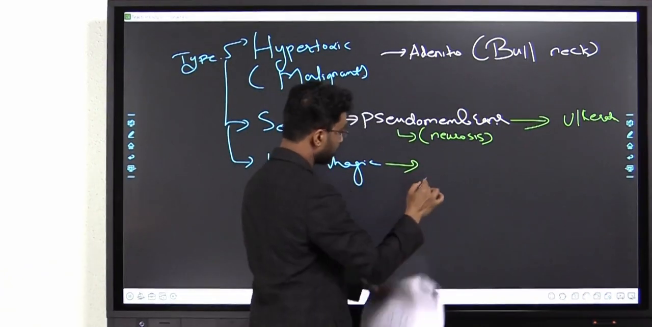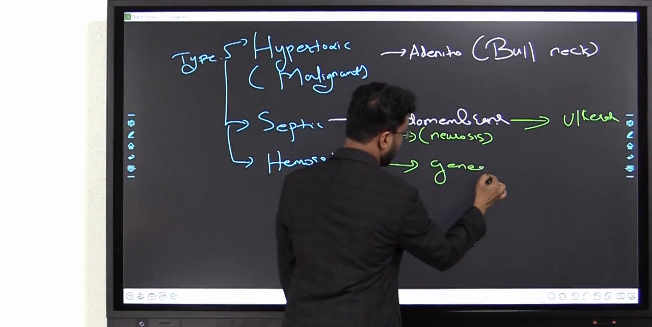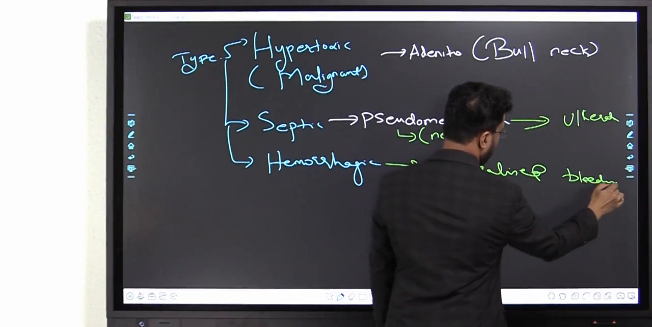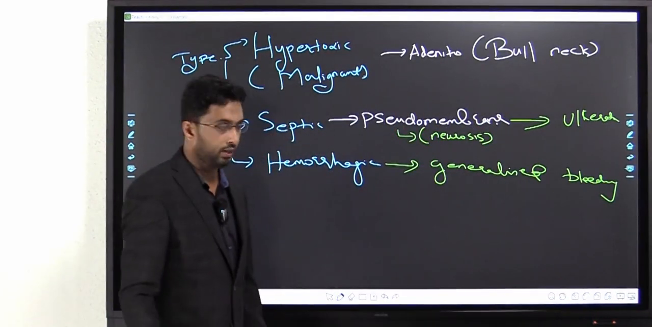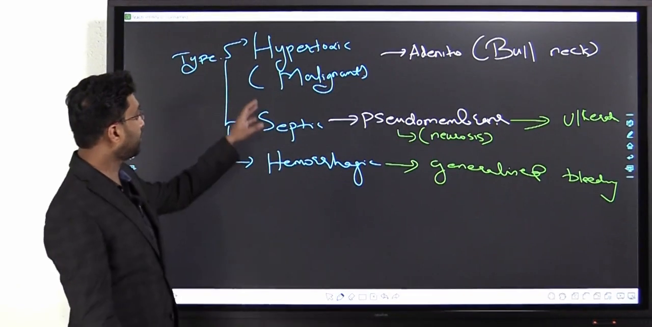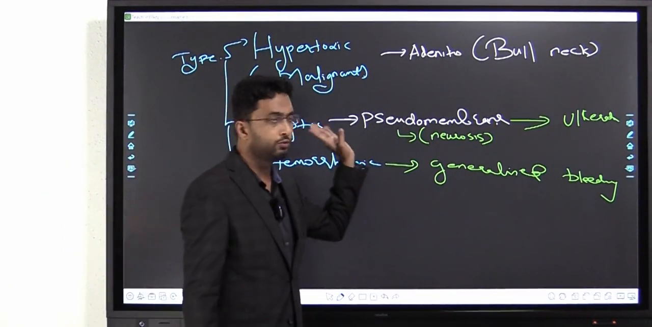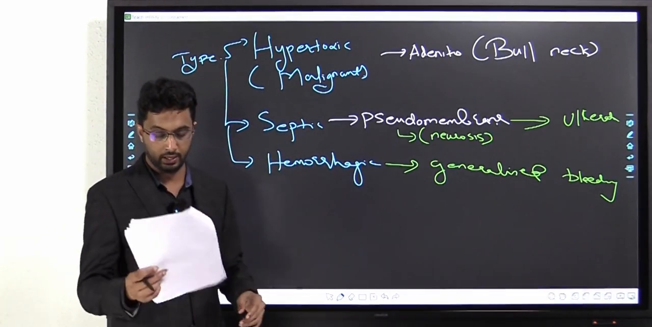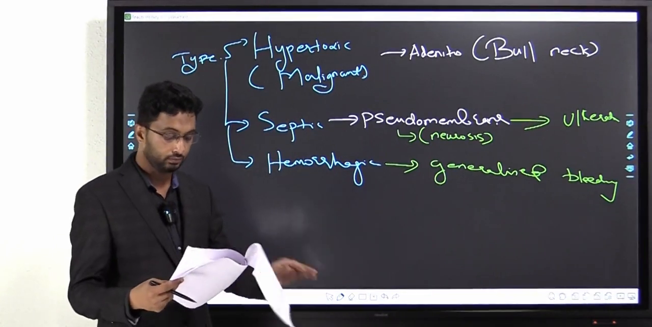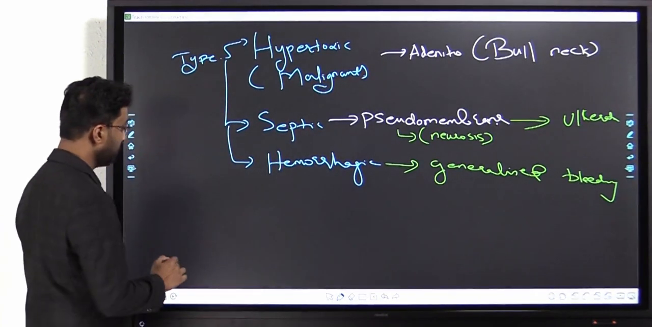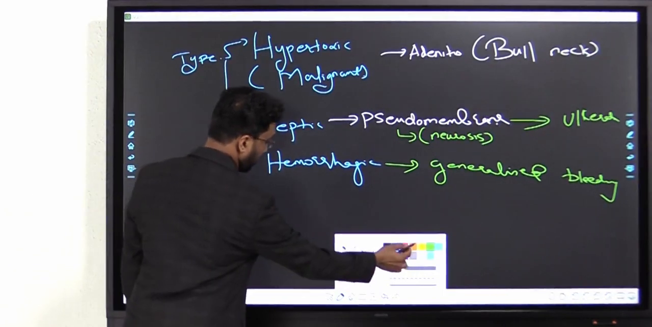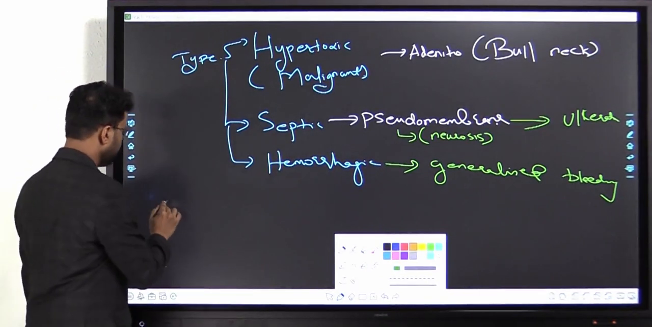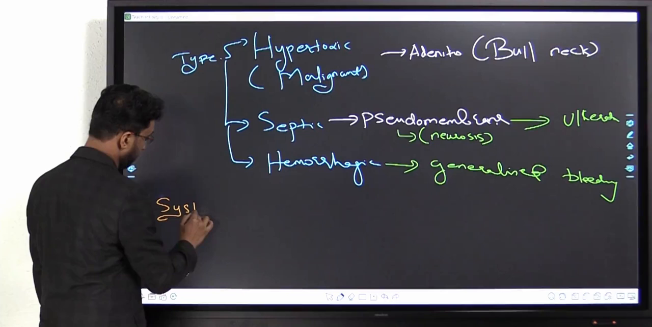Hemorrhagic is very simple, it's generalized bleeding. Hemorrhage, bleeding from the pseudomembrane as well as generalized in the body. Internal bleeding can occur. So it's hypertoxic, septic, hemorrhagic. In hypertoxic there is bull neck, in septic there is pseudomembrane formation, in hemorrhagic generalized bleeding. Now, another thing which you have to know here is systemic effects. So that was local effects, or what happens in that particular place. Now, systemic effects and complications.